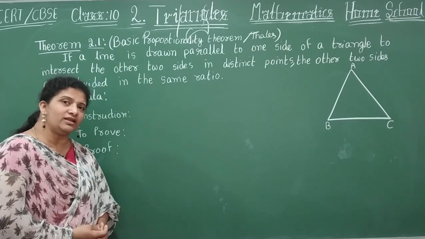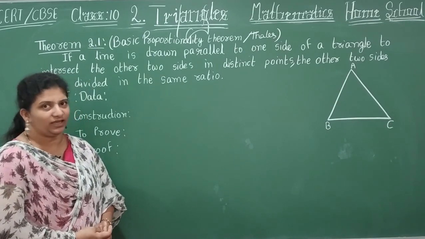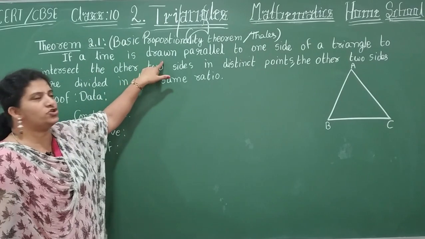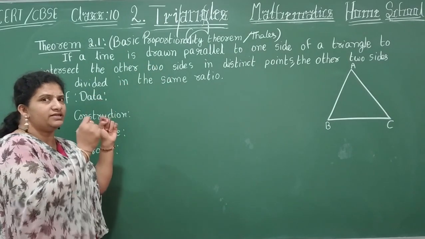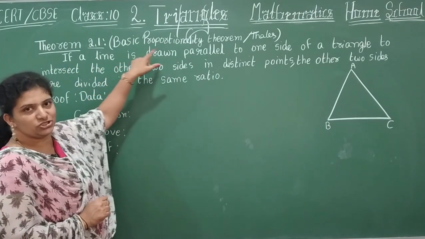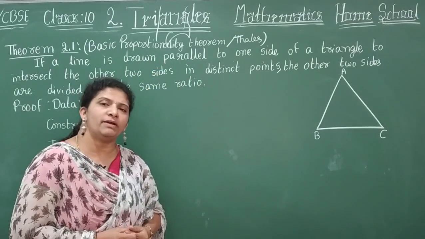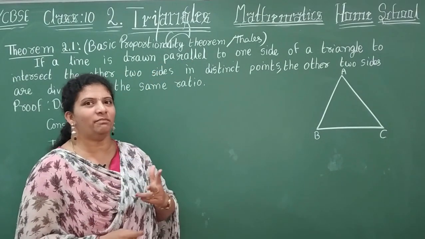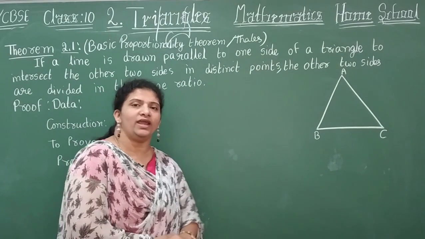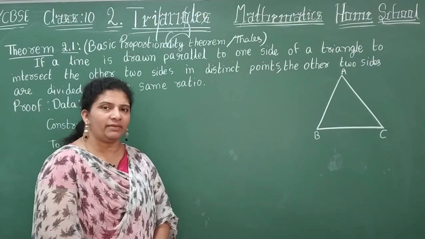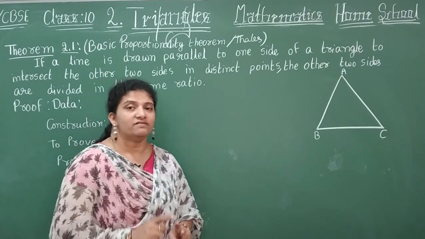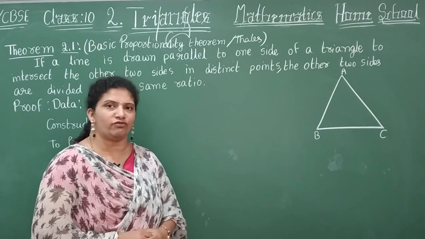What's our theorem name, children? Basic proportionality theorem. Let's read the statement. Every sentence I am going to divide, children, so try to cope up with me. If a line is drawn parallel, what do you mean by parallel? The two lines never meet. Parallel to one side of a triangle. By the way, a triangle has how many sides? 3 sides. So you need to draw a line parallel to any one side of a triangle.